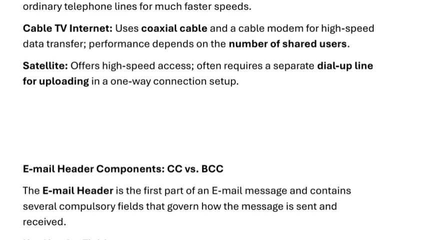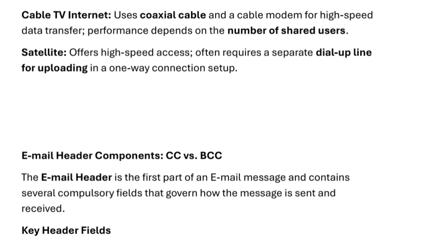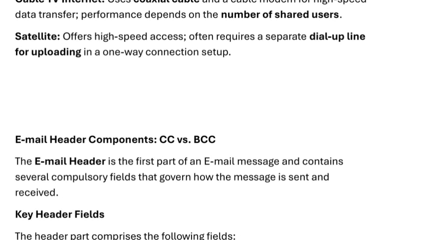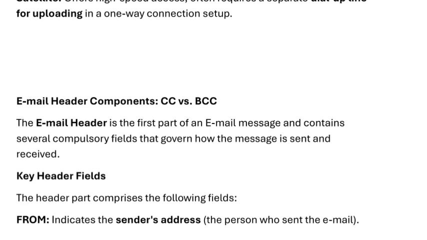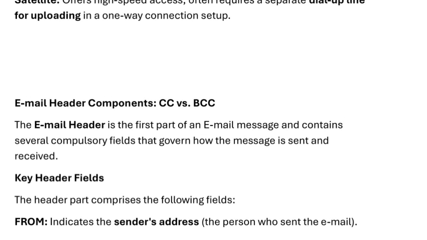Cable TV Internet, uses coaxial cable and a cable modem for high-speed data transfer. Performance depends on the number of shared users. Satellite, offers high-speed access, often requires a separate dial-up line for uploading in a one-way connection setup.